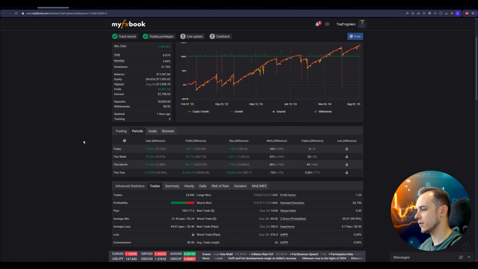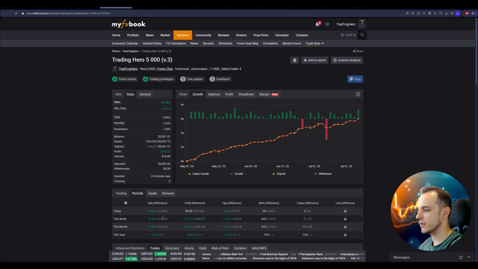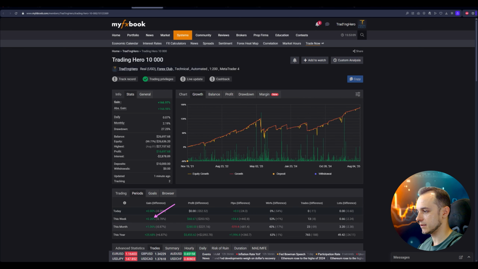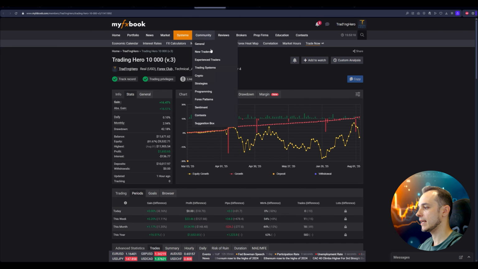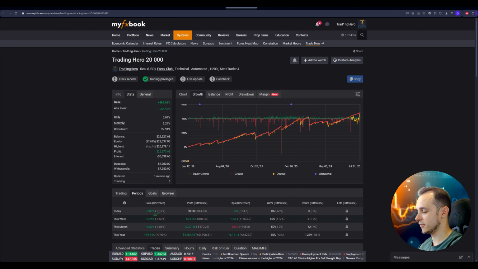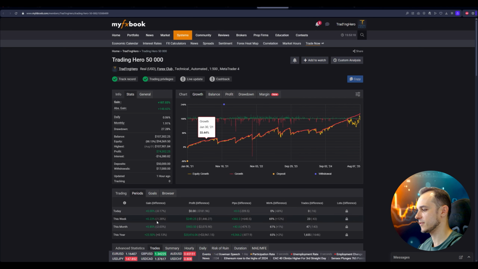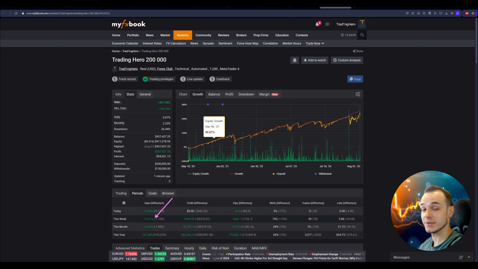This is the 5K portfolio in the first version, and the profit of this week amounted to 0.2%. 5K portfolio version 2 brought us 0.4%. 5K portfolio version 3, 0.2%. 10K portfolio version 1, 0.2%. 10K portfolio version 2, 0.2%, 10K portfolio version 3 also 0.2%, 20K portfolio 0.2%, 50K portfolio 0.2%, 100K portfolio almost 0.2%, and 200K portfolio 0.2%.